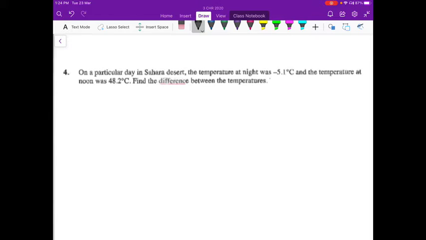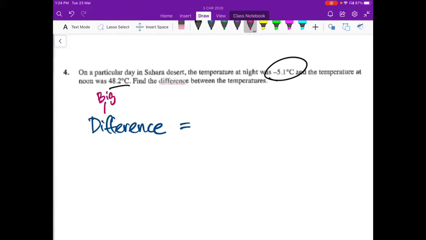On a particular day in the desert, temperature at night, negative 5.1 degrees Celsius. Temperature in the noon, afternoon, 48.2. Find the difference. Difference equals to, okay? Now I want you to write down what I'm writing over here on the screen for you. Difference. These will be your revision notes. Put down big minus small.